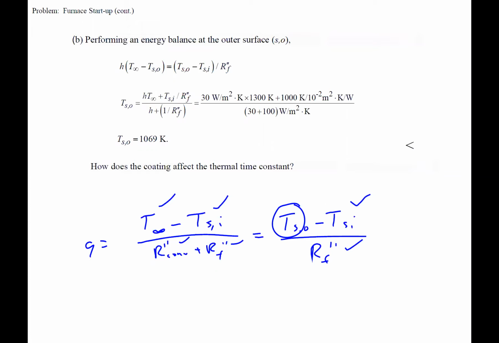And how does the coating affect the thermal time constant? This is where we can play with it: remove the coating, just remove that resistor and resolve with just the convection directly on the steel wall and see how everything plays out. Any questions?